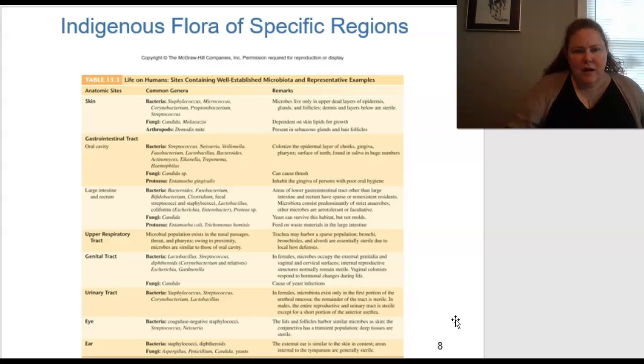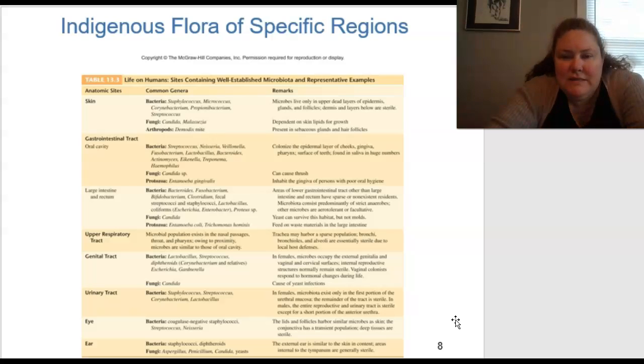So with this figure, it says 13.3. And so this is life on humans: sites containing well-established microbiotas and representative examples of them. So you can read through this and you can see that on our skin, it's normal to have Pseudomonas, Micrococcus, Staphylococcus, Streptococcus bacteria. For fungi, it's normal to have Candida, and so on.